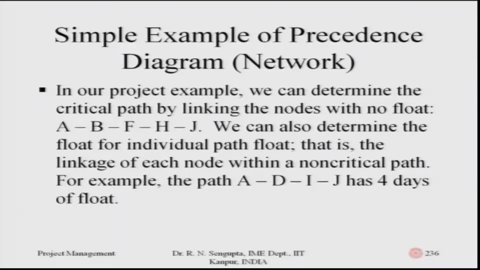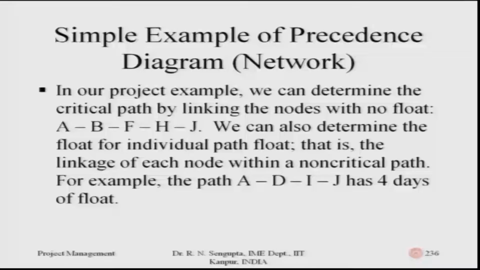We can also determine the float for individual paths. There can be other paths also to reach the total project, but if one of them is critical, the others would basically have some floats. That means there is some leeway in trying to change some activities in that path where there is a float. Which is to say, let me continue, the linkage of each node within a non-critical path would be there.